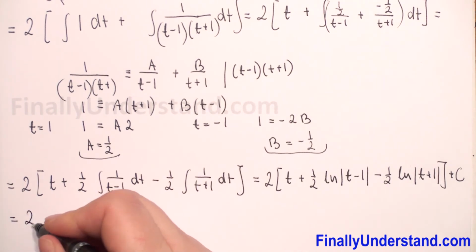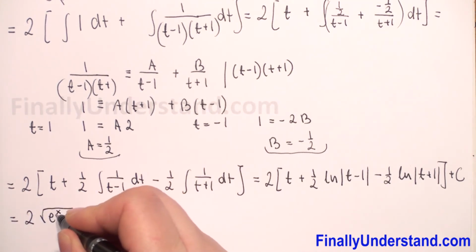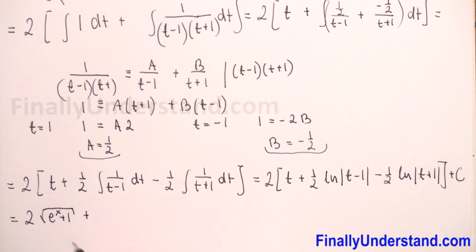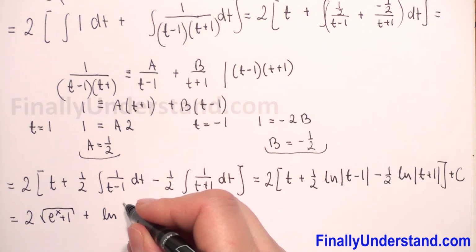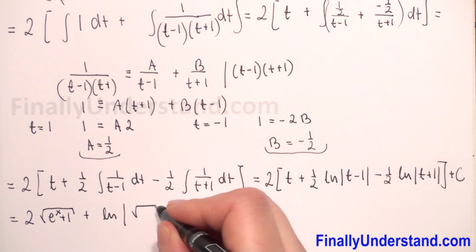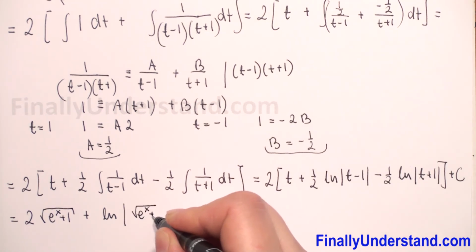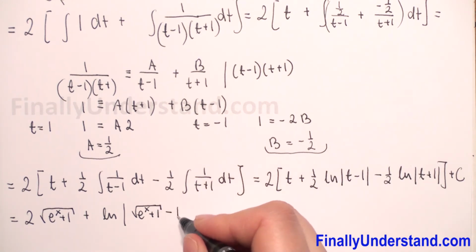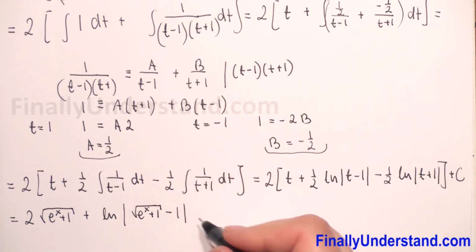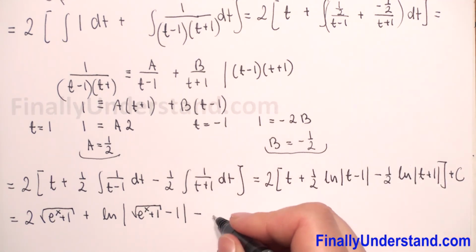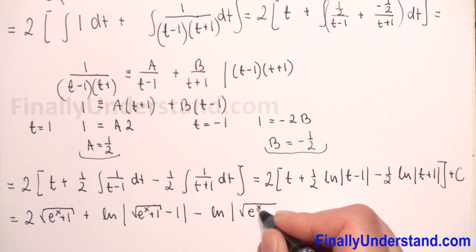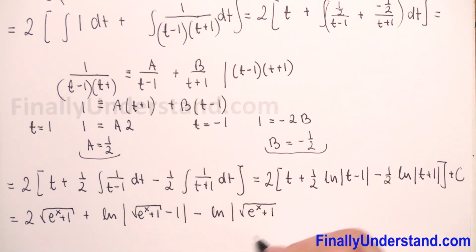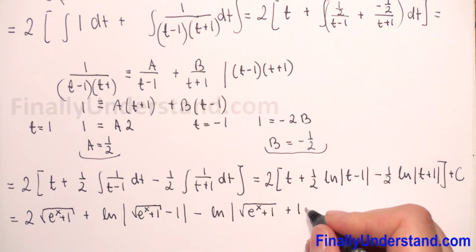So we will have 2 square root of e to power x plus 1 plus, when we multiply by 2, so this fraction will reduce, and we will have natural logarithm of absolute value of square root of e to power x plus 1 minus 1, and we will have minus 1/2 will reduce because we multiply by 2, so it will be natural logarithm of absolute value of square root of e to power x plus 1 plus 1.